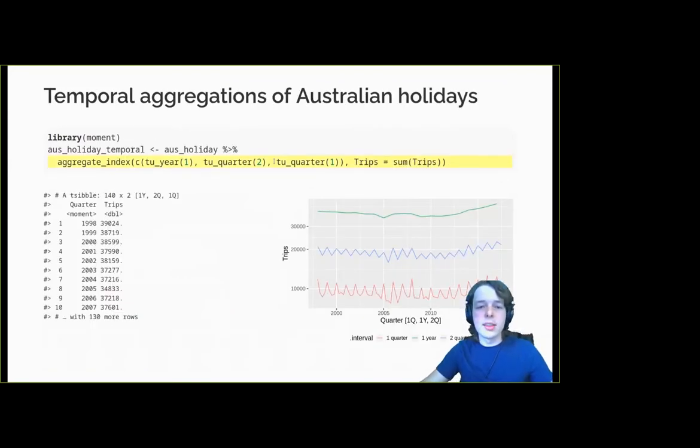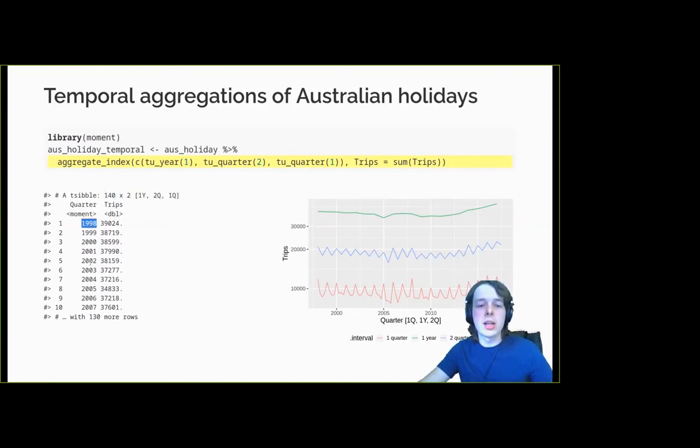Let's see this on the holiday dataset, the tourism. So taking that Australian holiday, the single series from the start of the talk, we pass that into aggregate key, and it'll compute annual, semi-annual, and quarterly aggregates by summing up trips. And you can see this tibble now looks slightly different. We actually have 3 intervals in this data set because the data contains 3 different temporal granularities. We have annual, semi-annual, and quarterly.